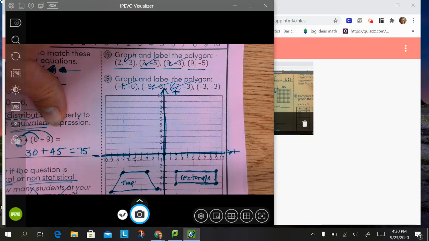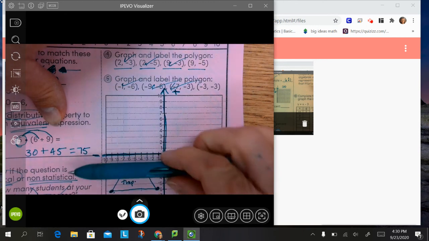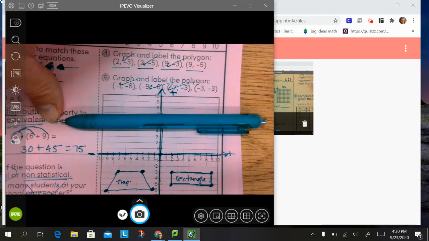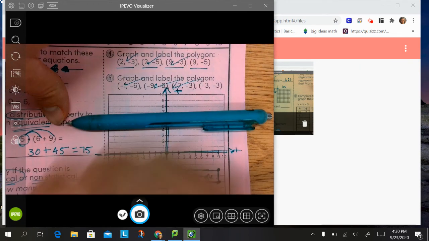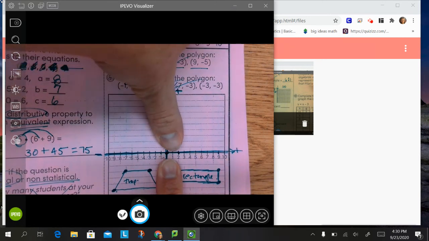Okay. All right. Kind of think of it like underwater, above water. Okay. So down here is negative because it's underwater. Up here is above water, so it's positive. Okay. And on this number line, think positive is to the right. You know this from 2nd grade. Positive to the right, negative to the left.